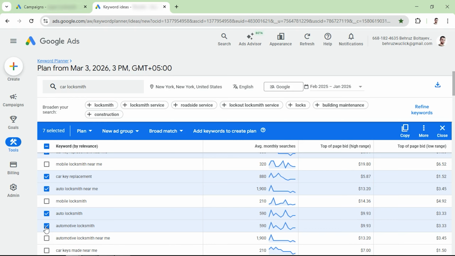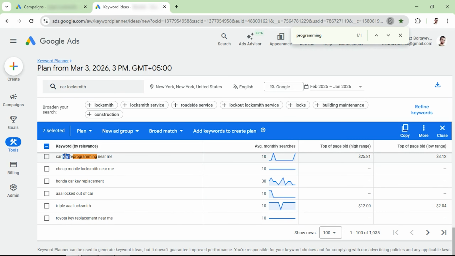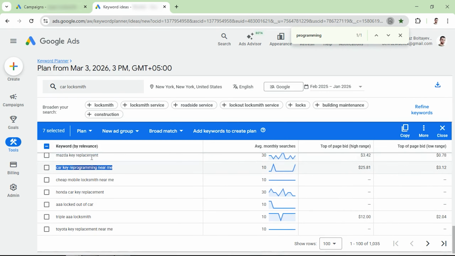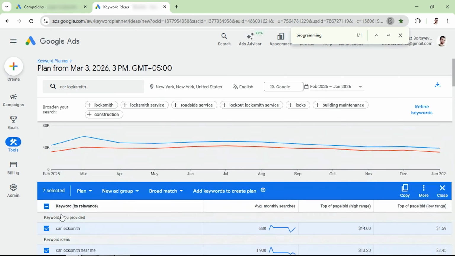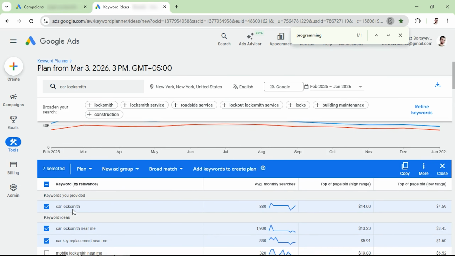But I would not suggest you add all of these keywords in different service types in one campaign, because certain keywords might get most of the search volume and may not give a chance to other types of keywords. For example, if you want to get traffic from this keyword, but you're also targeting car locksmith services, which we have targeted here, car locksmith services might get most of the traffic and might not give a chance to the keyword car key programming near me, for example. And that can happen with other keywords as well.